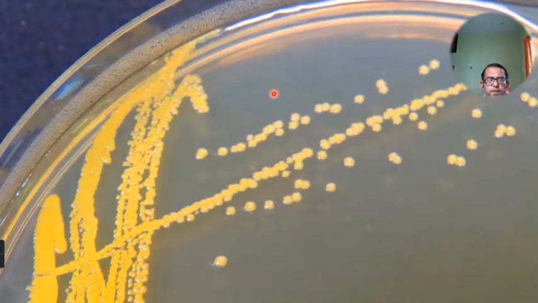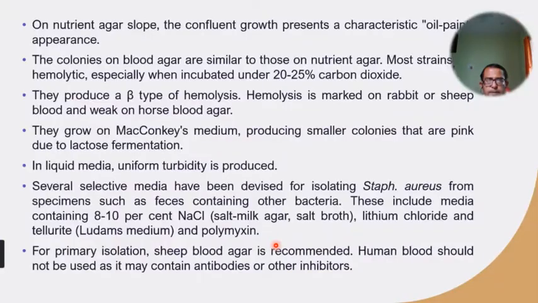You can observe this is the growth of Staphylococcus aureus on the nutrient agar plate. Here you can see the colonies which are large in size, circular, convex, with a shiny yellow golden color pigment produced by this bacteria. You can easily differentiate this from the epidermidis colonies. So this is the colony of Staphylococcus aureus on the nutrient agar plate.